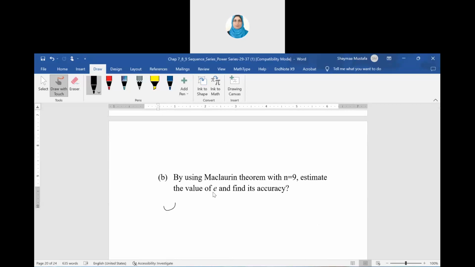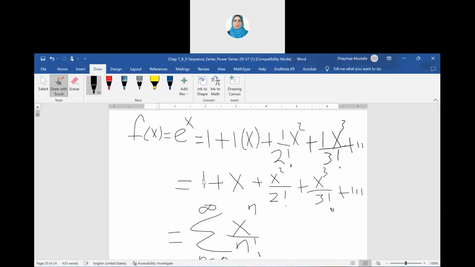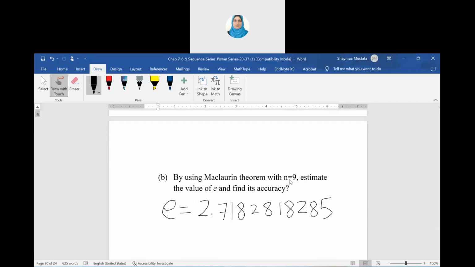If you go to your calculator, the value of e is equal to 2.71828. Maybe this is the value that you get from the calculator. But now I will try to calculate e using the Maclaurin series. The question asks you to use n equal to 9, which means you need to calculate the first 9 terms.